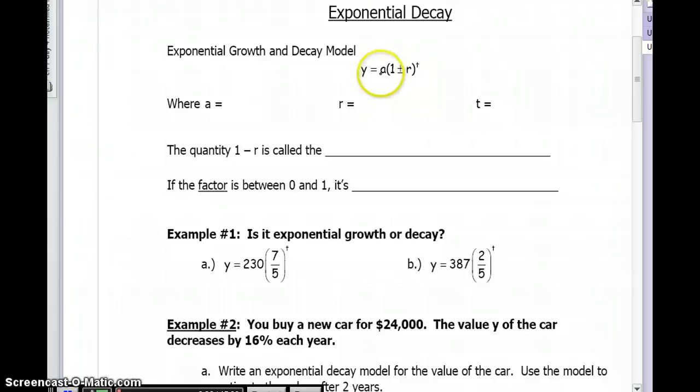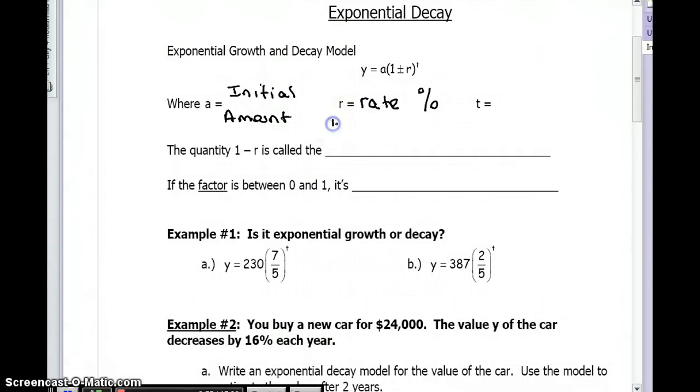All right, let's define our variables here. A is going to be your initial amount, or what you start with. All right, 1 is always going to be in the formula. R stands for rate, and it's going to be given to you in a percent in the problem. All right, and we must turn it into a decimal.